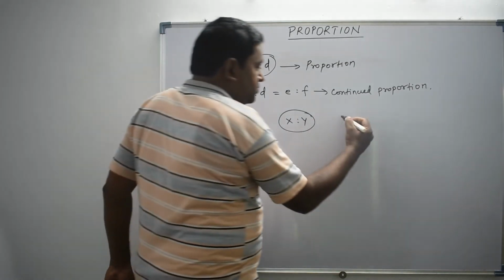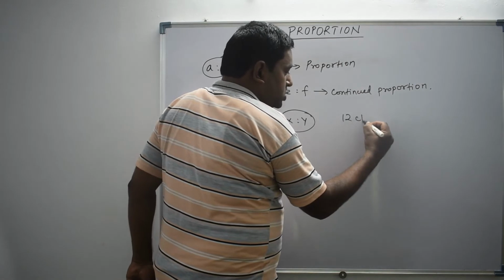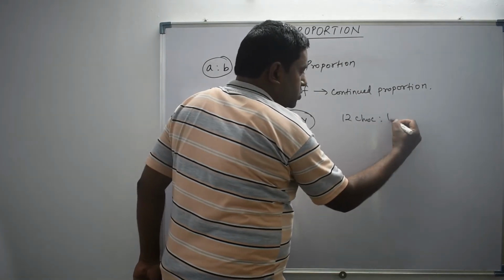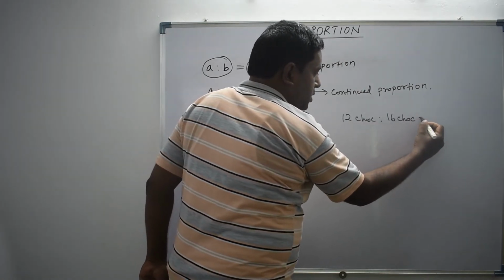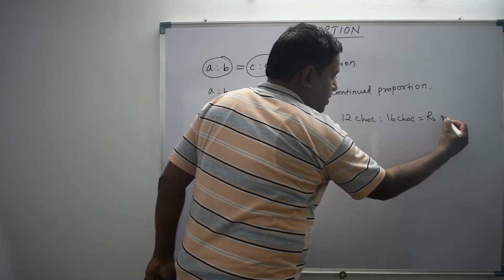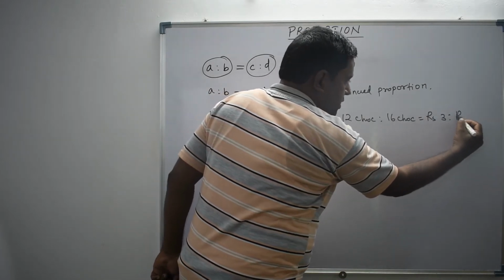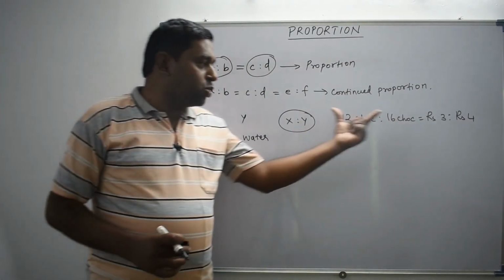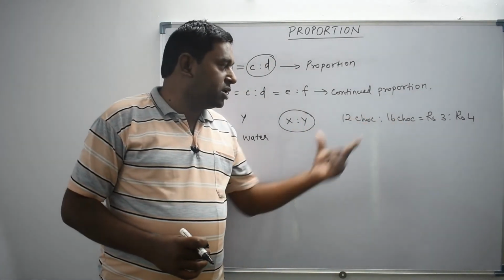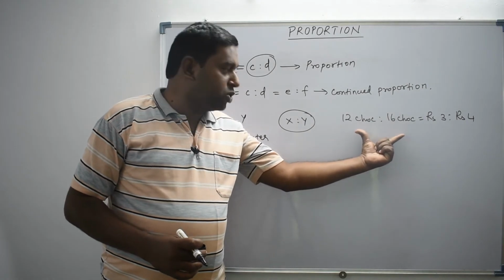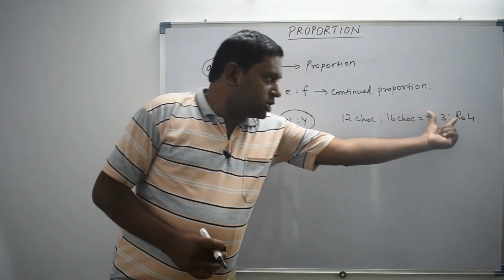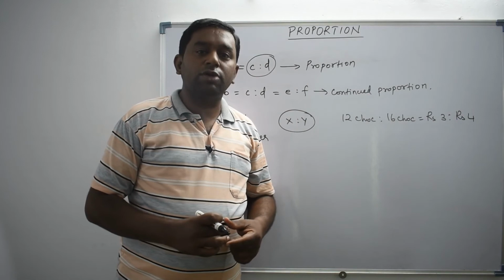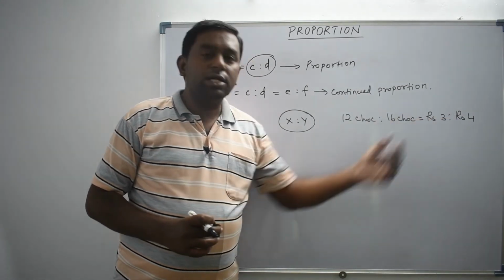So for example, 12 chocolates is to 16 chocolates is equal to rupees 3 is to rupees 4. Here we have a proportion. Look at the two quantities in the ratio on the left side. Both of them are same kind because both of them are chocolates. Look at the two quantities on the right side. Both of them are rupees. So both of them are same kind.